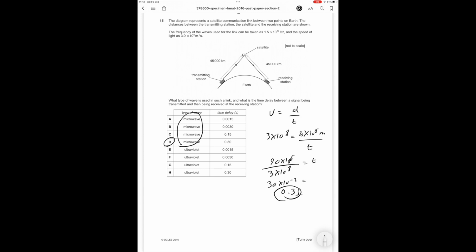I guess the mistake you could make here is thinking you only need to use this distance, but it's asking for the time delay from the transmitting station to the receiving station. Okay, so now question number 16. The diagram shows a quadrilateral PQRS. Given that tan theta is 4/3, what is the area of the overall quadrilateral PQRS?